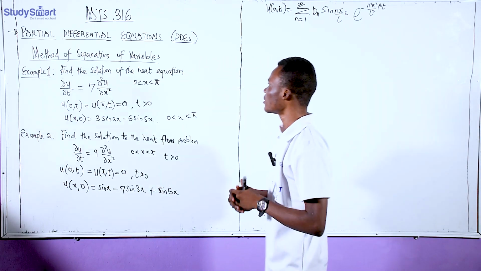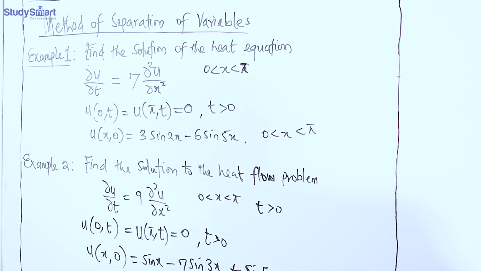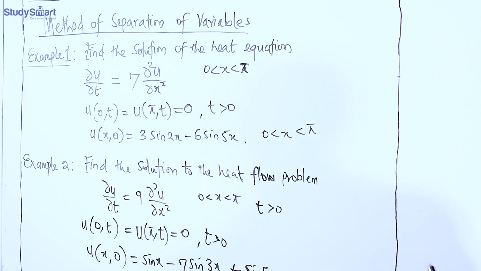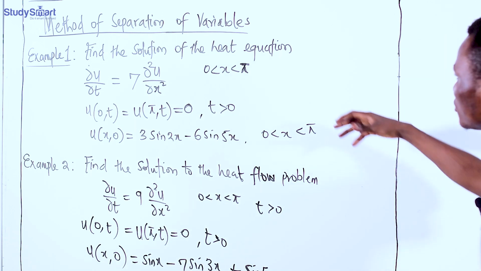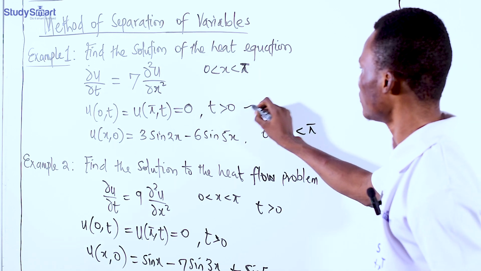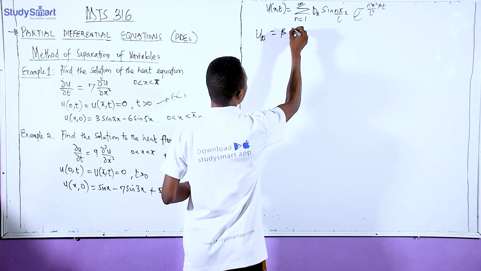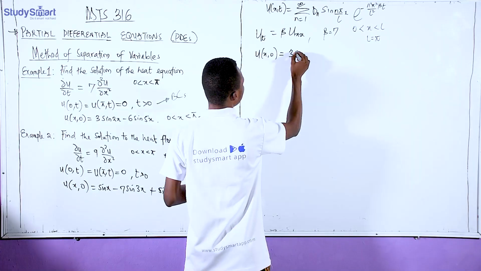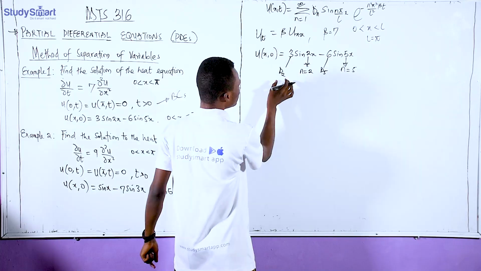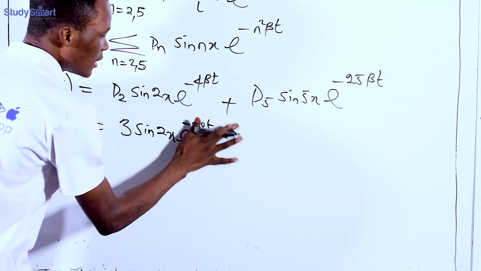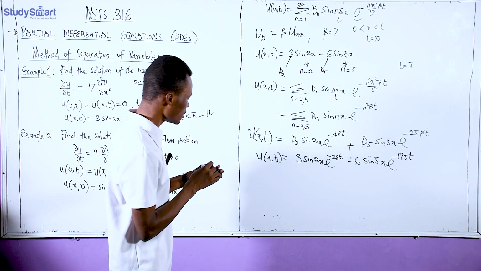So example 1, we are asked to find the solution of the heat equation, partial u partial t equal to 7 partial square u partial x squared. We are given the boundary conditions. The boundary conditions always come first. And this is the solution for the heat equation.